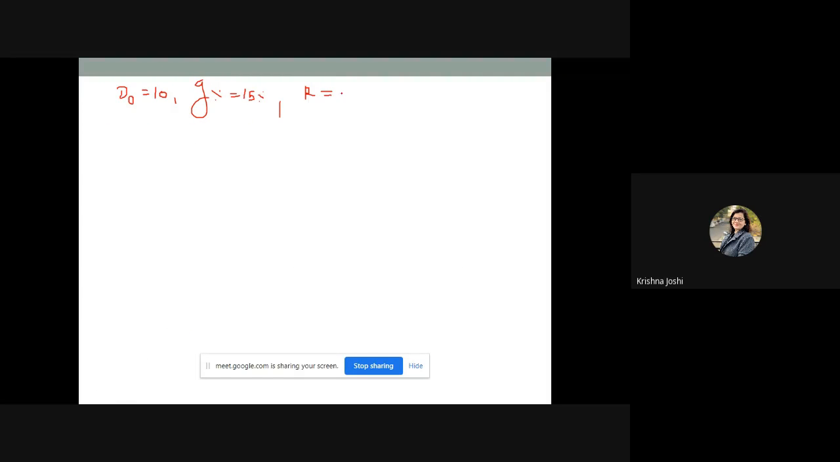Very easy. ये आपने FM में पढ़ा ही है. 18%, right? So first of all, what will I calculate? D1. What is D1? 10 plus 15% of 10 rupees, right? So what is 15% of 10? 1.5. Am I right? Yes, ma'am.